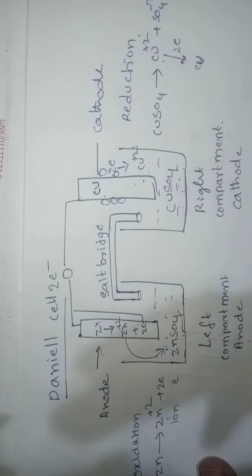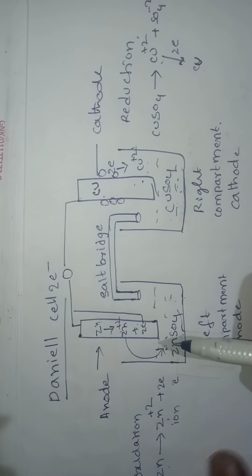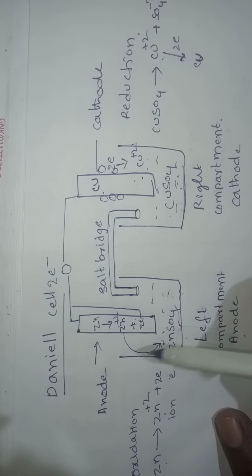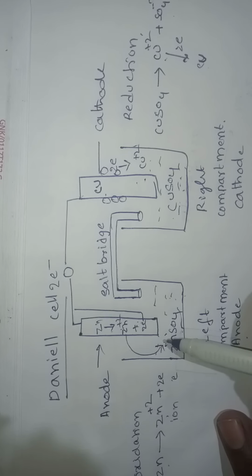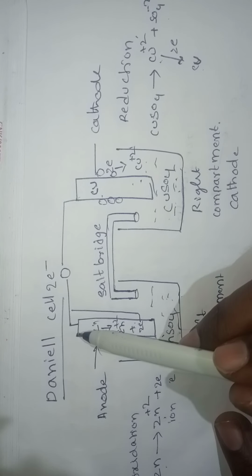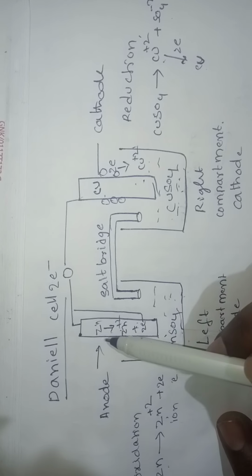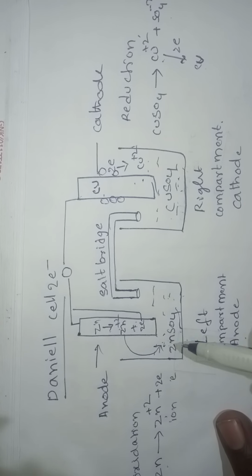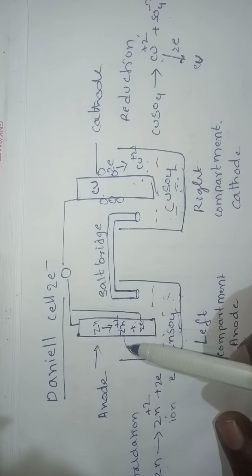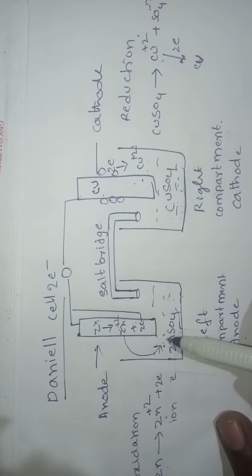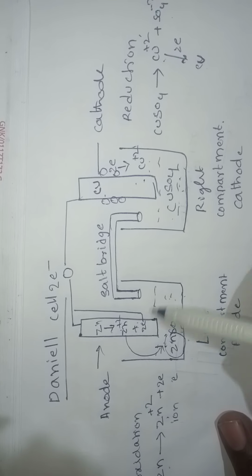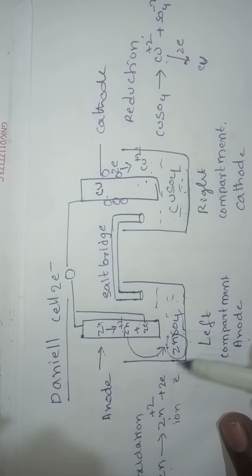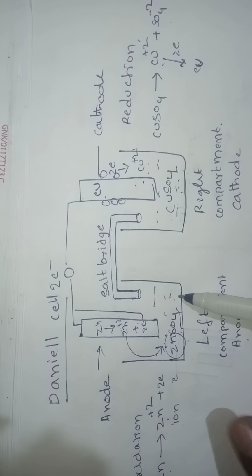which is deposited at the cathode. So during this process, due to loss of zinc ions, the size of this metal electrode decreases, and due to the release of zinc ions, the number of zinc ions increases, or the concentration of zinc ions increases in this electrolytic solution.